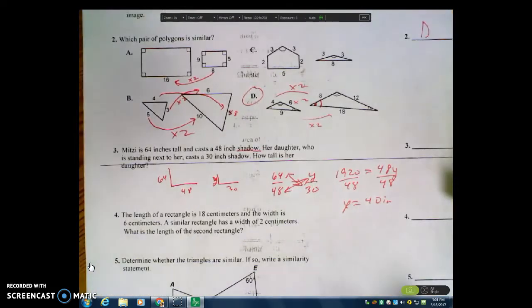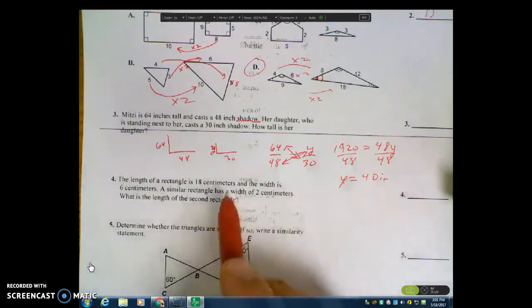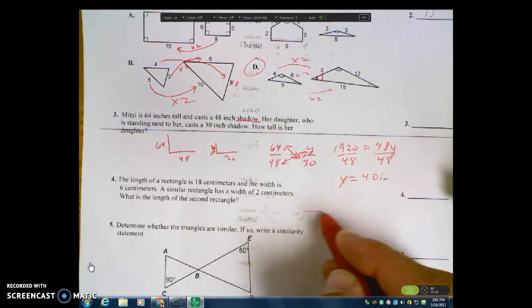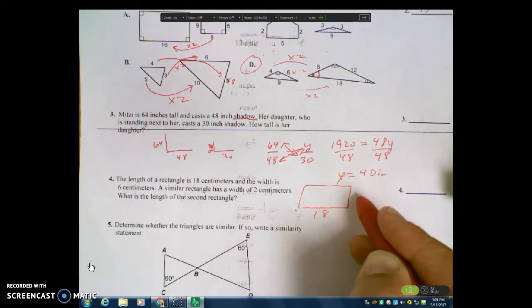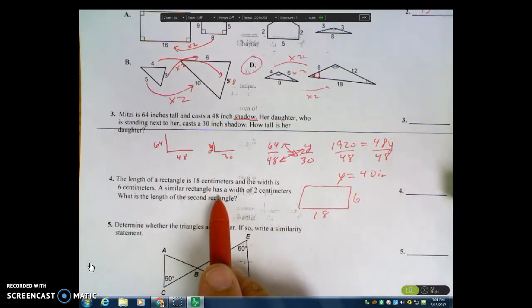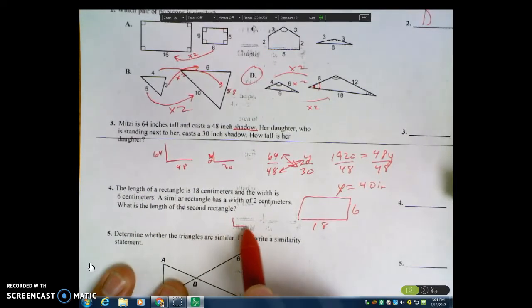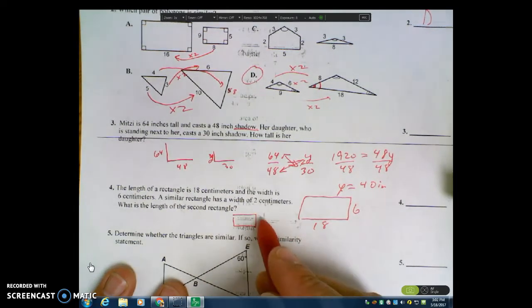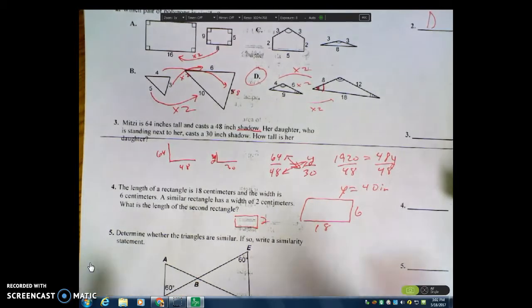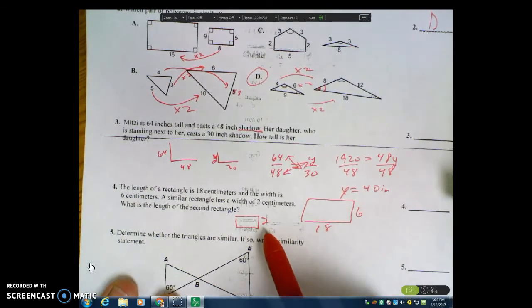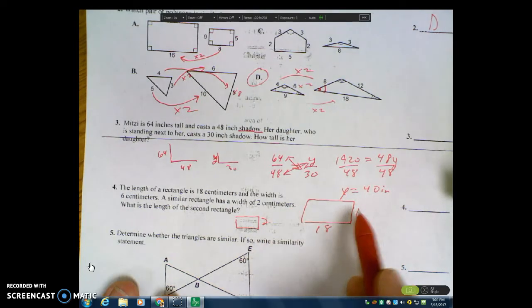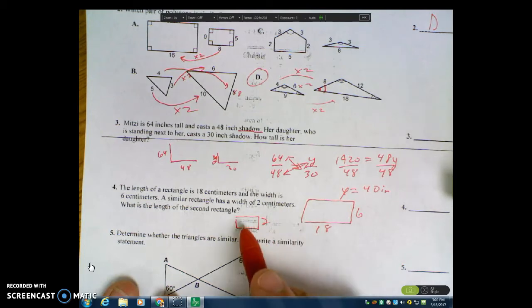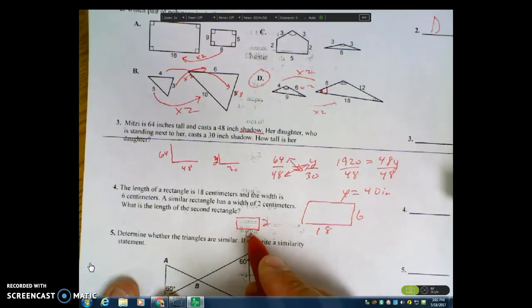All right. Number 4. The length of a rectangle is 18 centimeters and the width is 6. I'm going to draw that. So 18 is the length, 6 is the width. A similar rectangle has a width of 2. What is the second length? So we went from, maybe either think of it this way, we went from 6 to 2, which means we multiplied by a third. Okay. Or maybe that might be easier. How do I go from 2 to 6? Okay, that's 2 times 3 is 6. So what times 3 is 18? And that answer is 6.